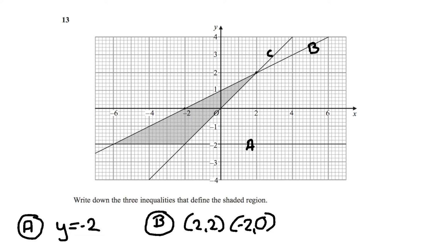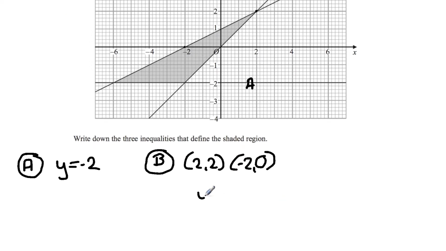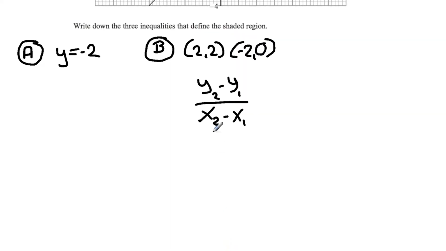Now to work out the gradient of any line, we're going to be using this equation. So it's y2 minus y1 over x2 minus x1. Now I'm going to label each point. So this is my x1, y1, this is x2, and this is y2. Now I'm going to substitute all these points into this equation to work out the gradient.